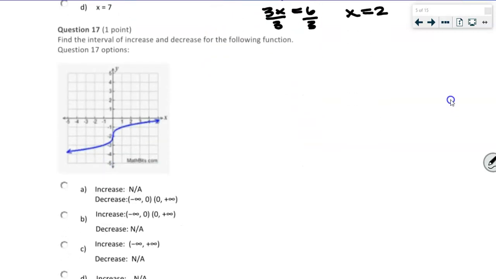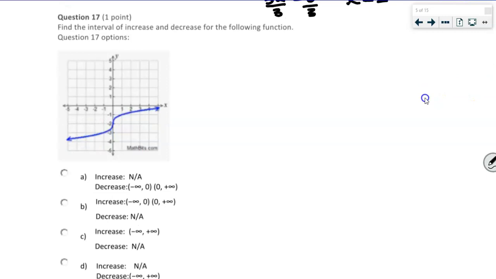The next one says find the interval of increase and decrease for the following function. So if we look at this function moving from left to right, so we're moving from negative infinity to infinity, right? So what's happening to this graph? Looks to me like it's only increasing. Obviously this wouldn't be the answer because it says not applicable for increase. So the question is, where is it increasing from, and is it decreasing at all? It's not decreasing. So it's going to be B or C, and obviously it's increasing from negative infinity to positive infinity.